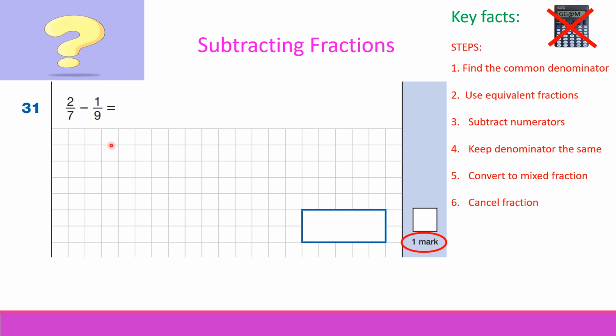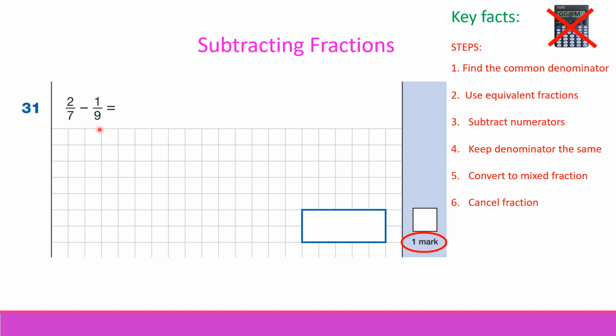Well done guys, hopefully you've managed to get an answer to this question. So to start with, we need to find the common denominator. Now the easiest way to find the common denominator is to multiply these two numbers together. So 7 times 9 is going to give you 63. So my denominator is going to be 63, which is quite a large number to draw out.